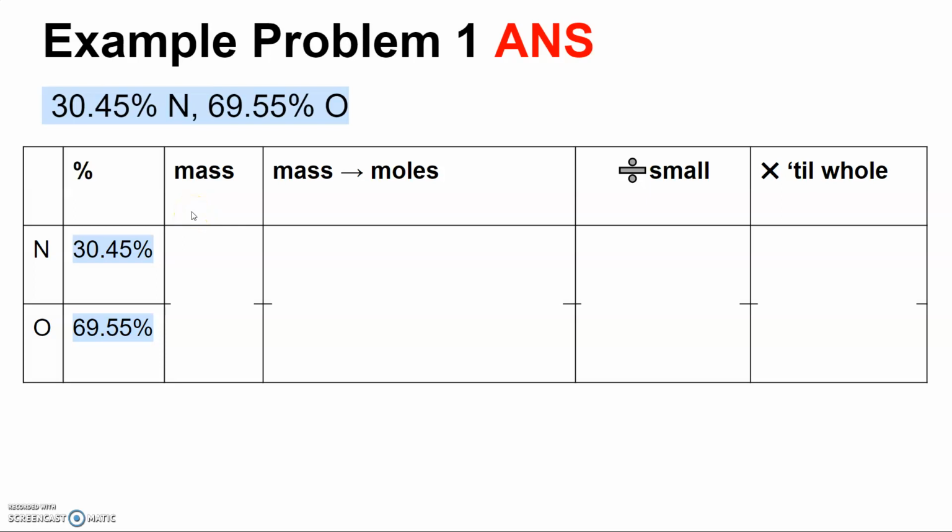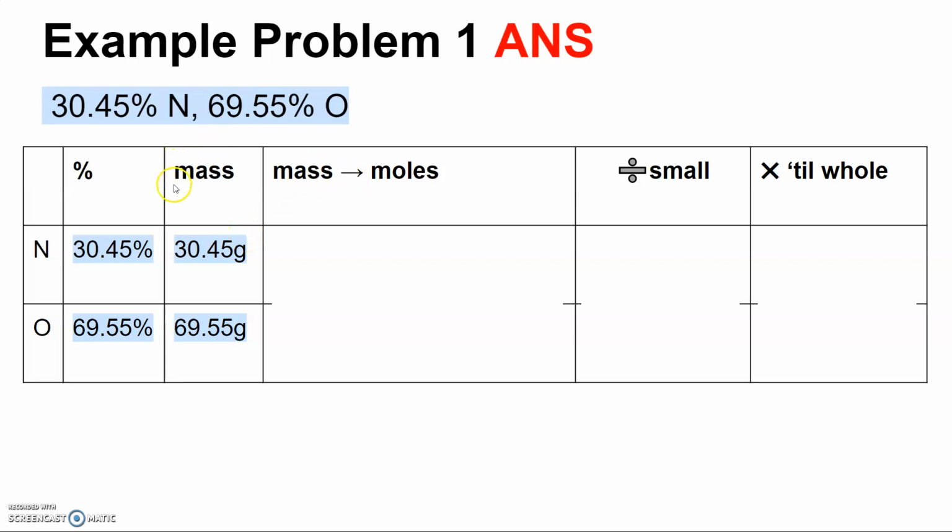Now, in going from percent to mass, all we're doing is assuming we have a 100-gram sample. So if you have a 100-gram sample, the percent and the mass will be the same. So the mass for each element will be the same as the percent. Basically, change the percent symbol to G for grams.